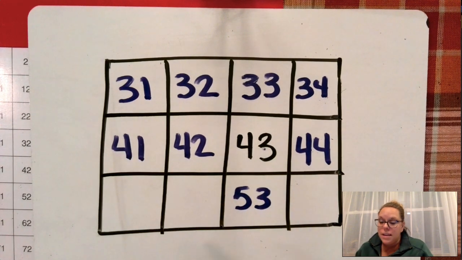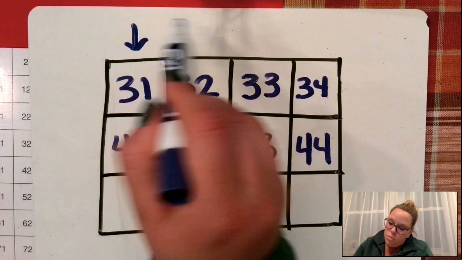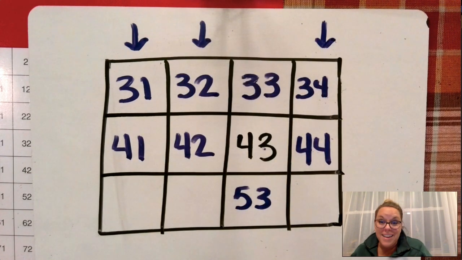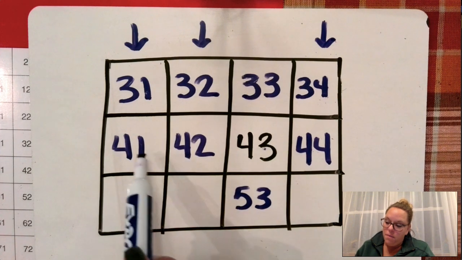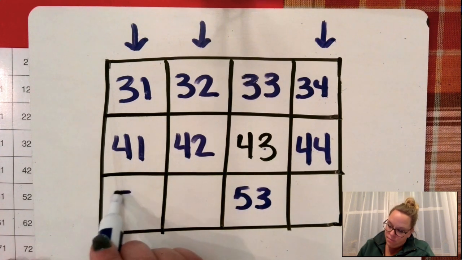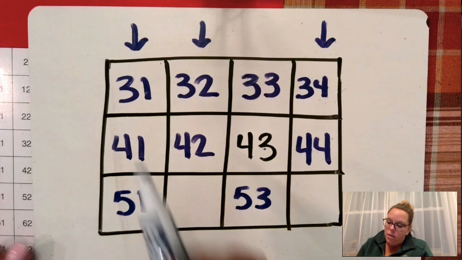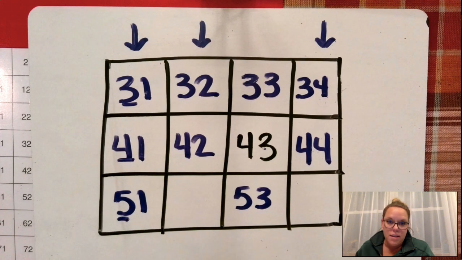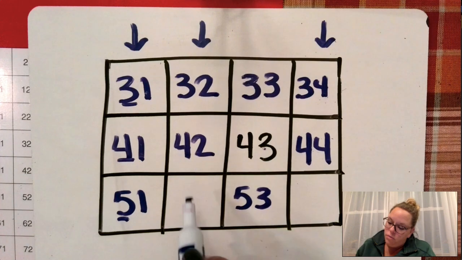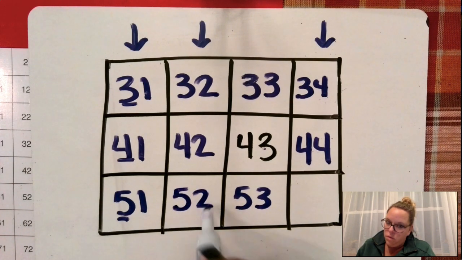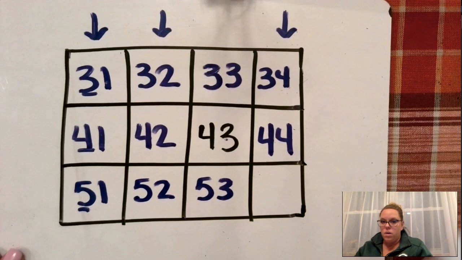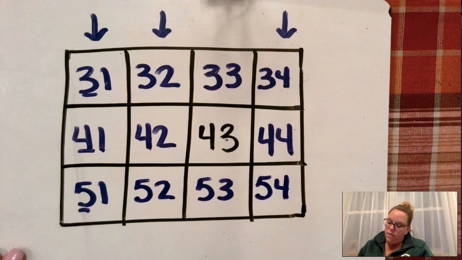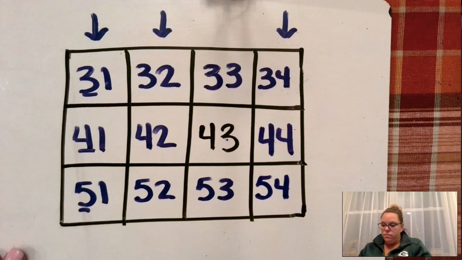Or you can do it this other way. Now that you have two pieces filled in, you can try to figure it out by counting tens here. 31, 41, 51. How did I know that? Well, because look at this 10 spot was the only one changing. The one stayed the same. 32, 42, 52. 34, 44, 54. Okay?